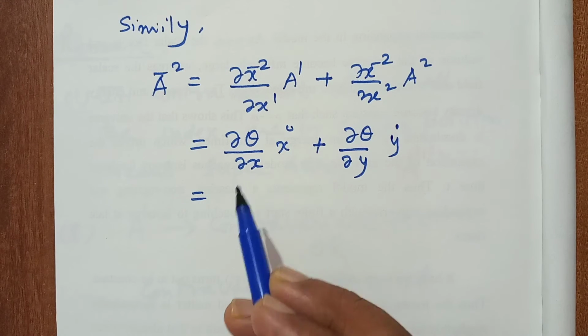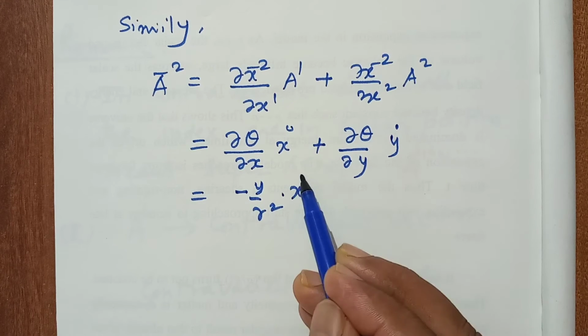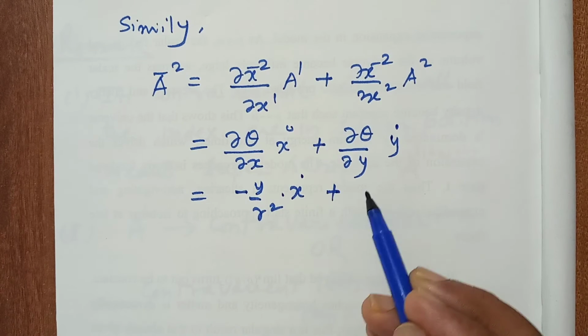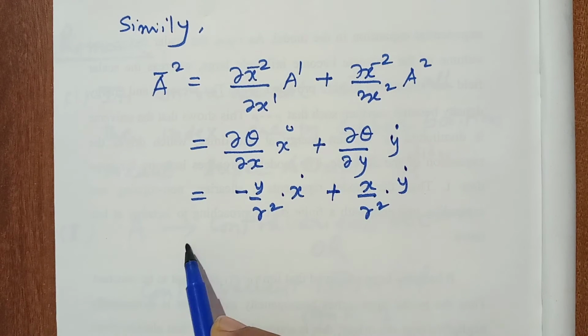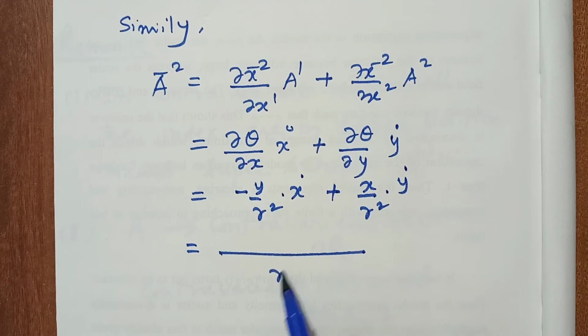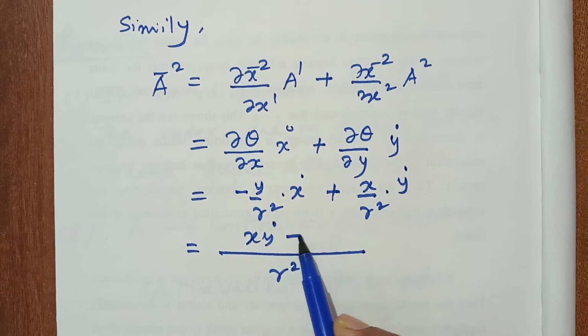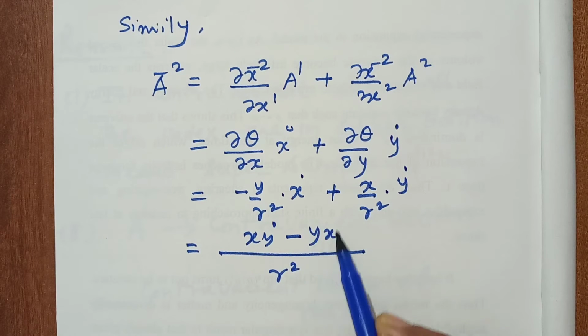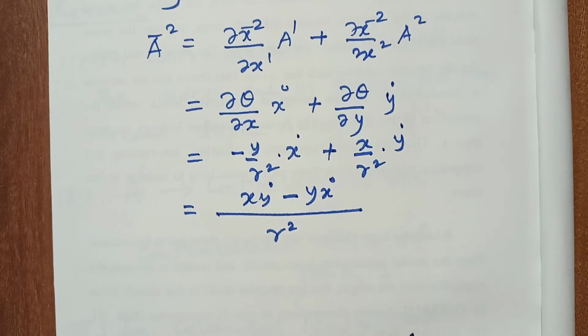del x is equal to minus y upon r square. Okay, and this is x dot plus del theta upon del y, x upon r square, and this is y dot. Okay, now here this is the LCM r square. So x y dot minus y x dot. Okay, again since theta is equal to tan inverse y upon x, so by minor manipulation this will be theta dot.